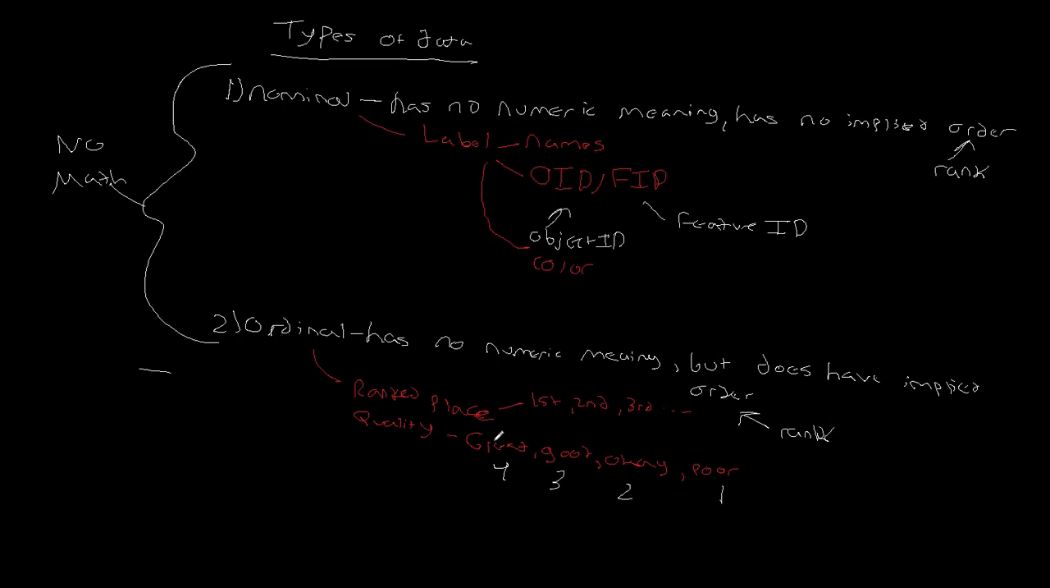Moving on, right? If we convert from words to numbers, these numbers still don't have numeric meaning, right? 4 does not mean 4. So you can't say 4 minus 2 equals 2, right? Because great minus okay equals okay doesn't make sense, right? So that's what we mean when we say nominal and ordinal have no numeric meaning. It means that the math, even if we were to represent these as numbers, like for example, OID and FID are already numeric, right? You can't do math. The math doesn't make sense.